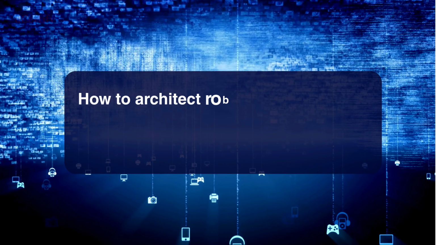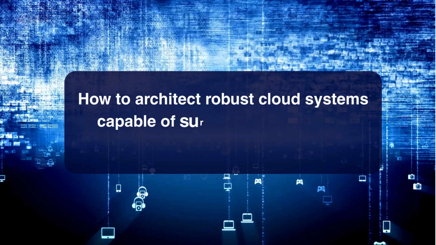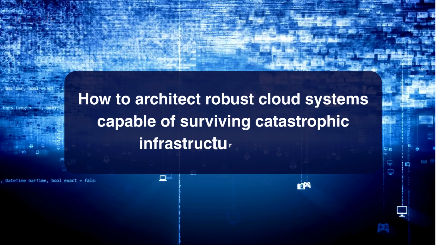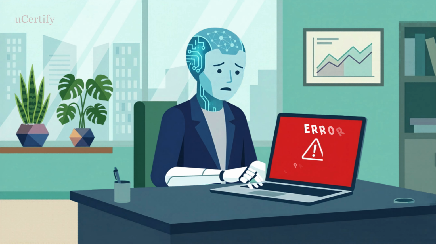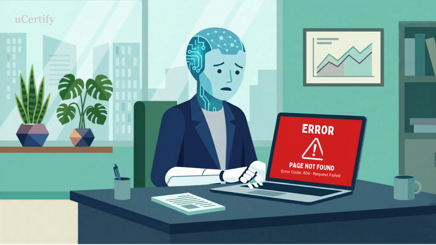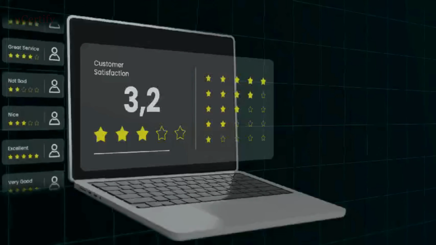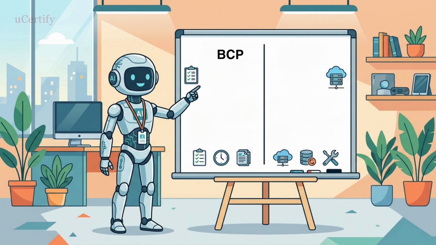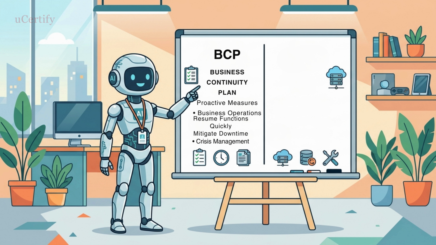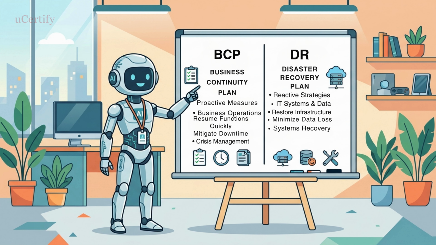In this video, we will learn how to architect robust cloud systems capable of surviving catastrophic infrastructure failures. Every minute your application remains offline directly translates into lost revenue and significant damage to your brand's reputation. Business continuity keeps your core operations running, while disaster recovery focuses on restoring your data after a critical failure.